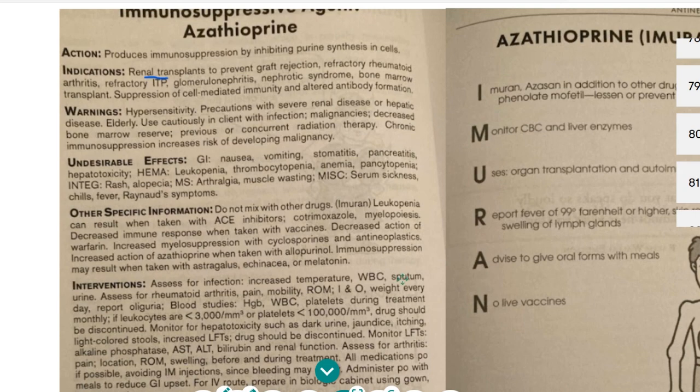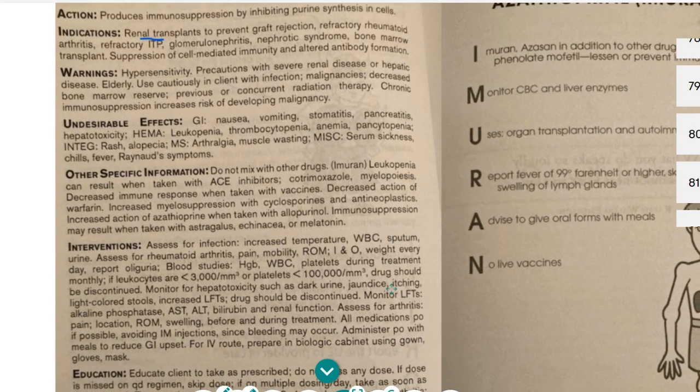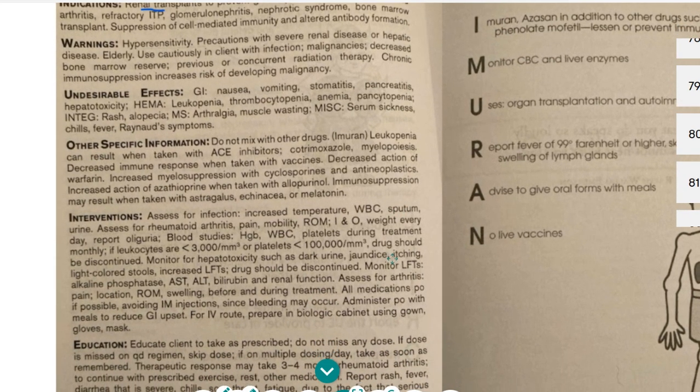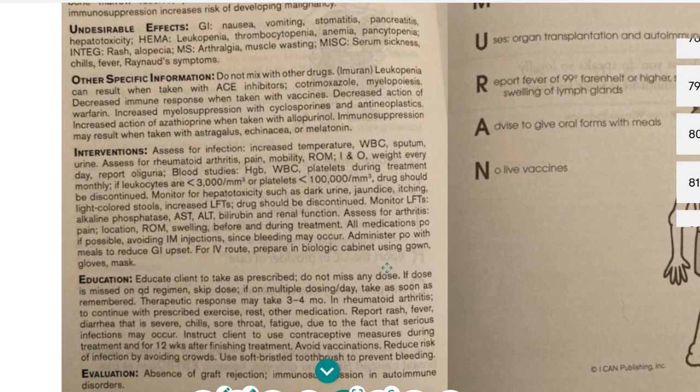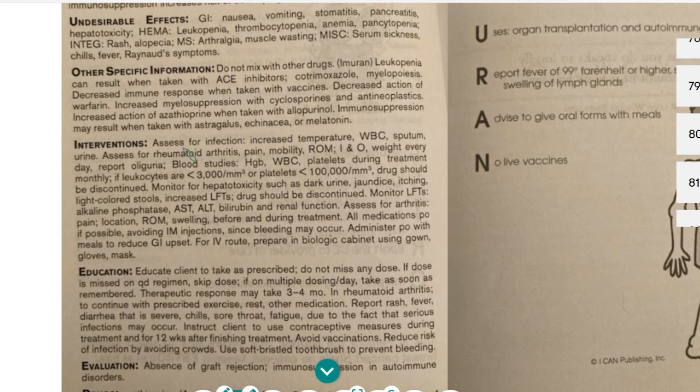Undesirable effects are listed here. Other specific information. Some interventions assess for infection. We're also going to monitor their liver function. There's our dark urine. Dark urine can mean there is an issue with the liver. It does not always mean there's an issue with the kidneys. Jaundice, itching, all that's liver related. LFTs, liver related.